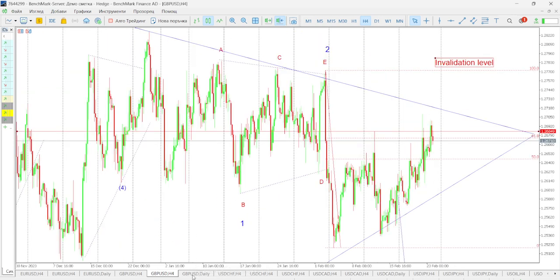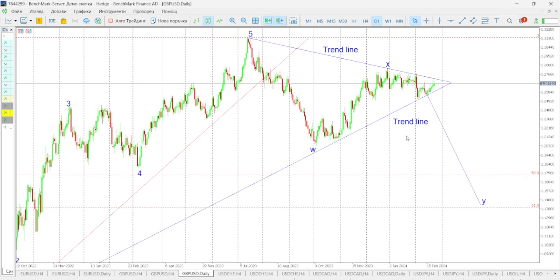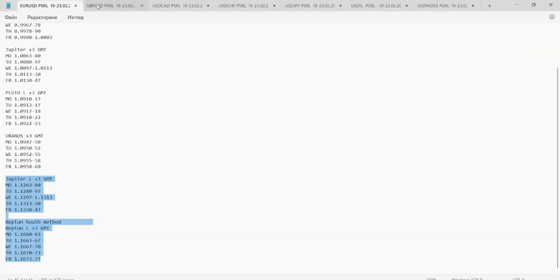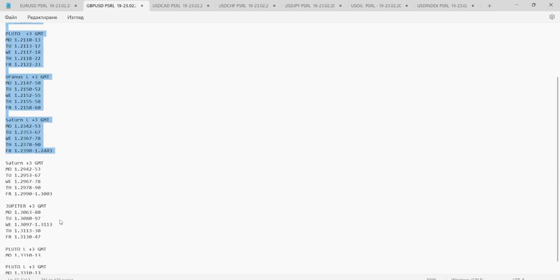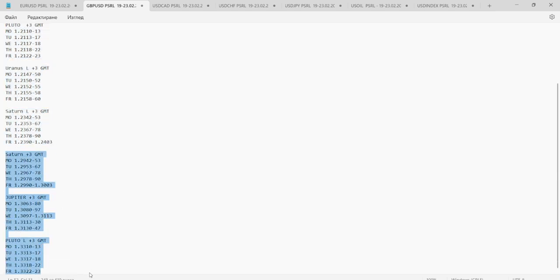Let me show you the daily time frame. And I expect the price to continue going down to finish wave Y. After that, of course, I expect the price to continue going up. Okay, the lines for the next week. First portion, next portion.